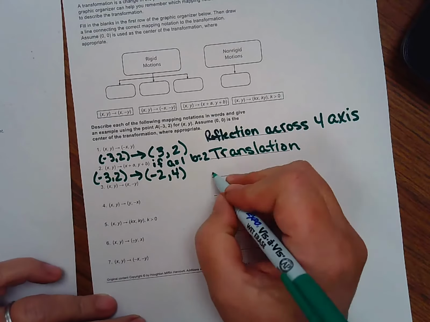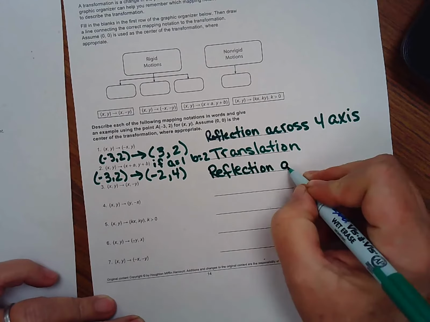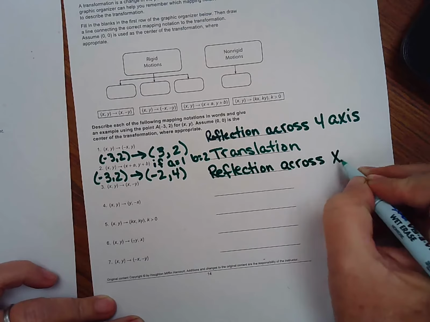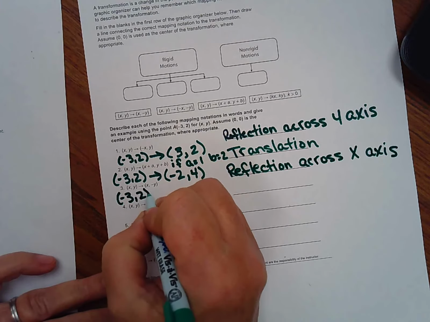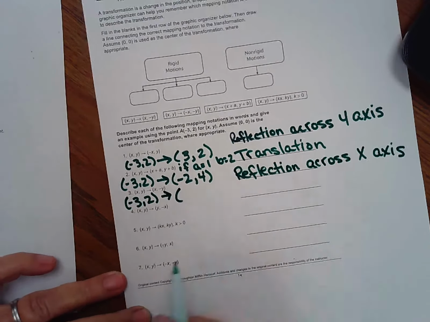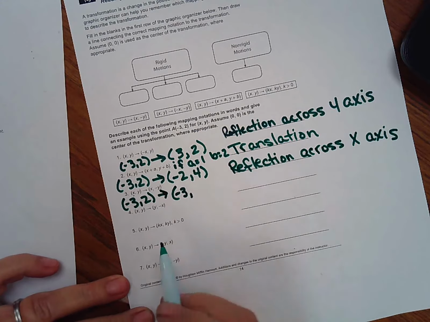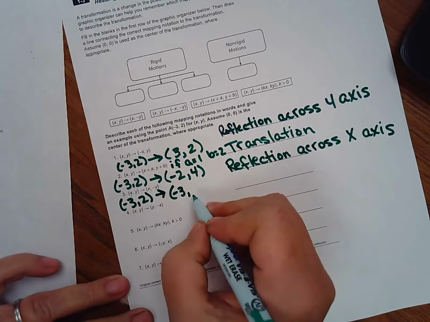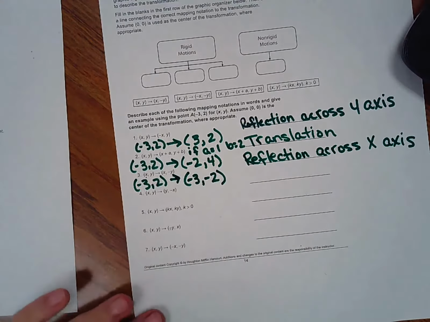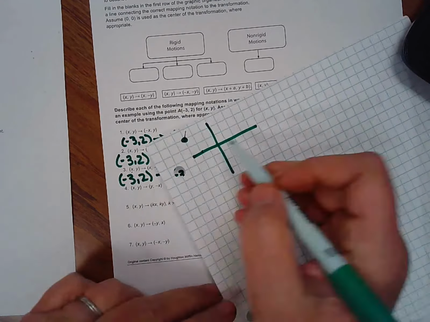All right, so this is going to be a reflection across the x-axis. If I go from -3, 2, where am I going to go? Well, x maps to x, so it stays the same, and y maps to negative y, so 2 turns into -2. Okay? So that is the reflection across the x-axis, and the x-axis is the one side to side.